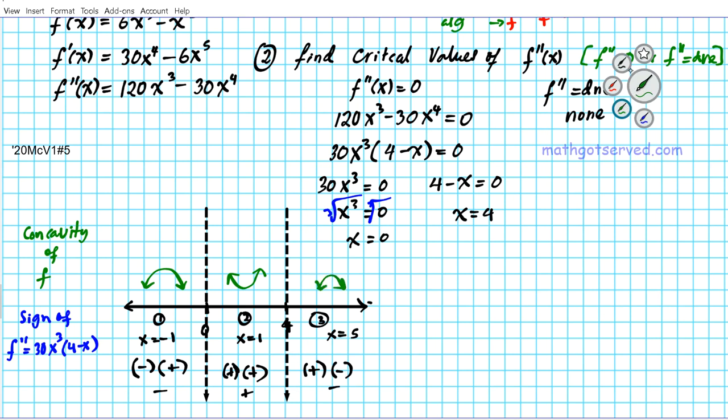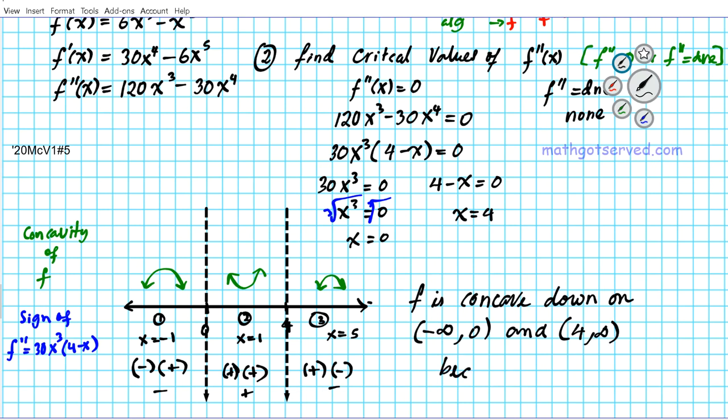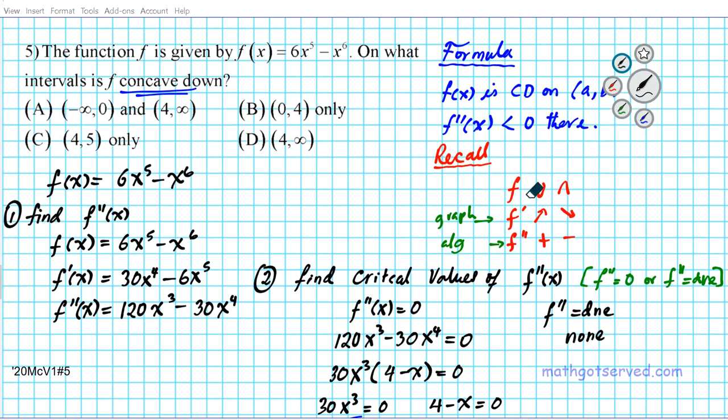So do you see what the answers are? F is concave down on two intervals. F is concave down on negative infinity to 0 and 4 to infinity. Because why? Because the second derivative is less than 0 on those intervals. Alrighty? So the answer to problem number 5 is option A.